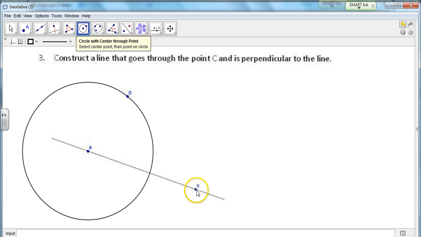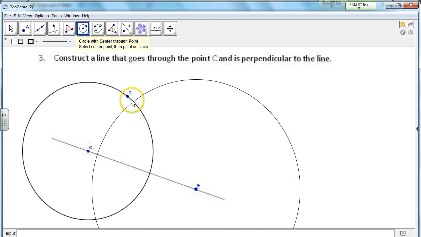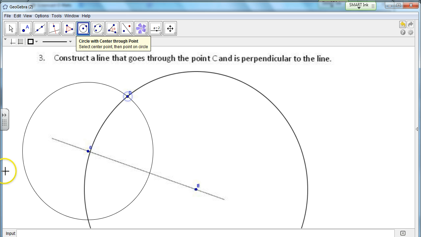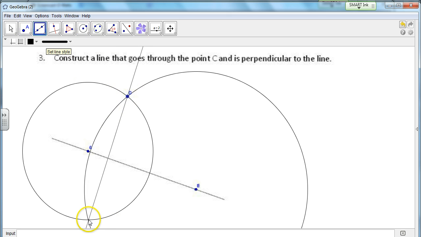And then I'm going to do the same thing with B. I'm going to make it a center of my circle, and it's going to go out to that point C that we wanted to reflect as well. And now that point and this point are on the perpendicular line, and notice that point was originally C. So there is our perpendicular line construction that goes through point C.